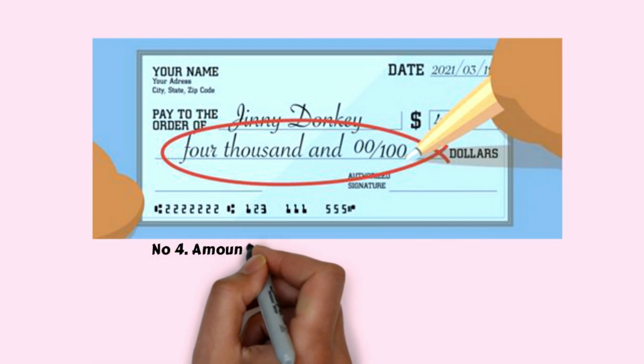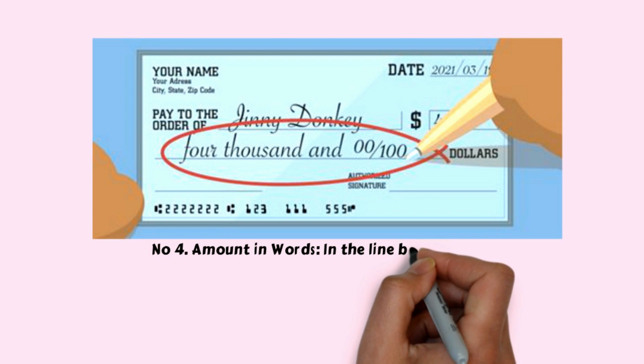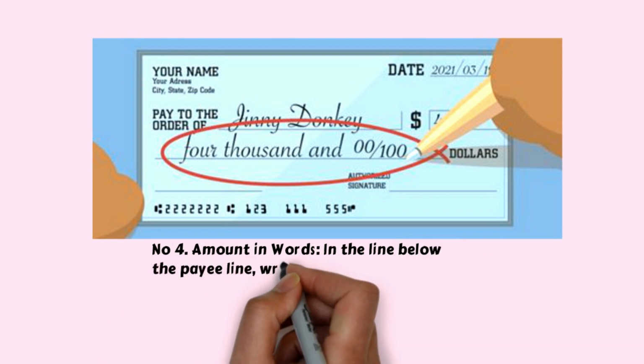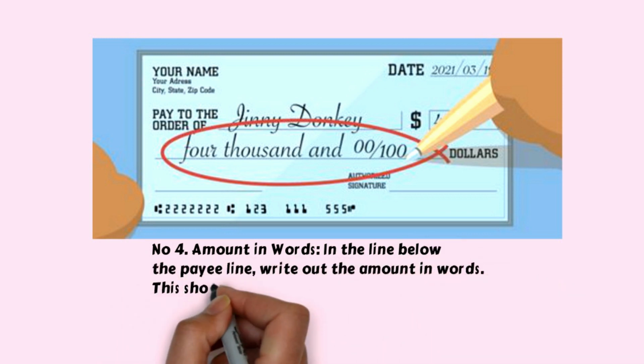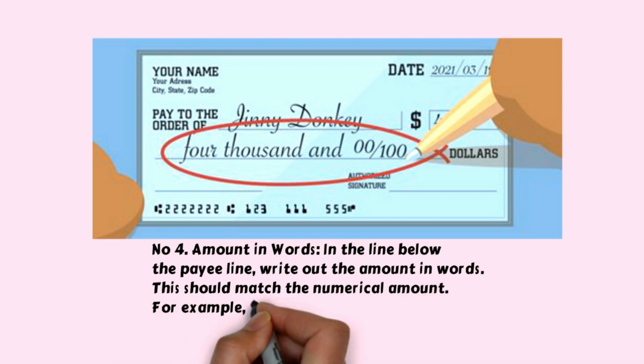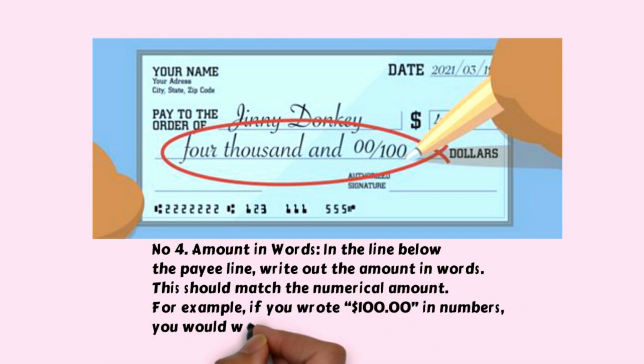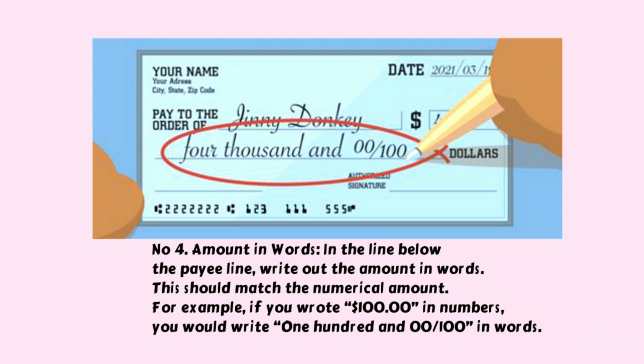Number 4. Amount in words. In the line below the payee line, write out the amount in words. This should match the numerical amount. For example, if you wrote $100.00 in numbers, you would write 100/100 in words.